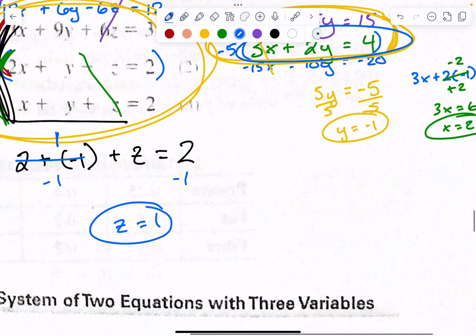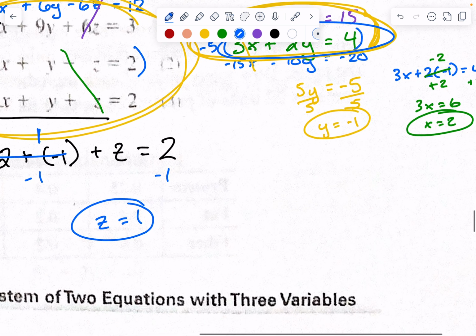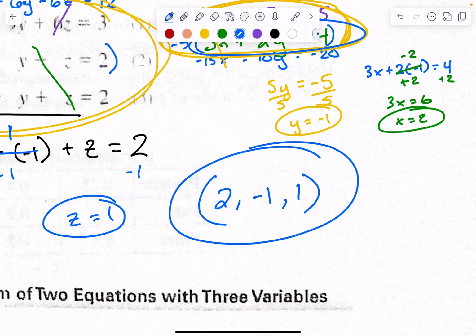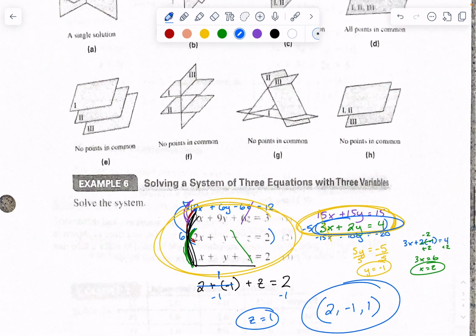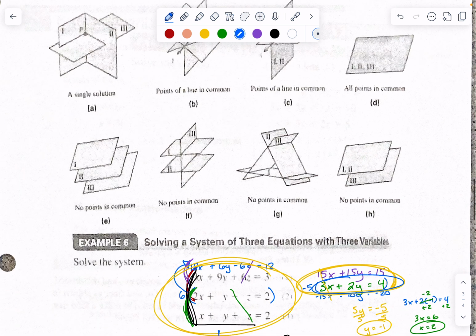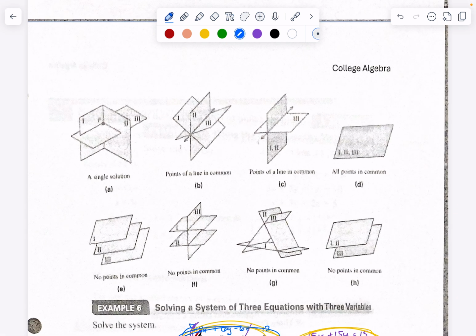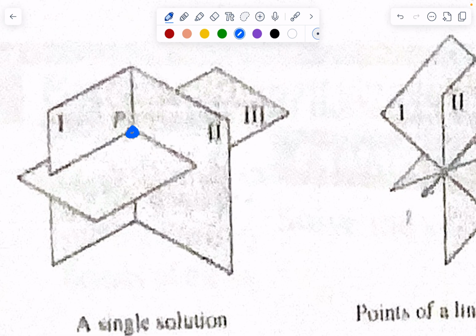So, final answer, I write it as an ordered triple. X goes first, then y, then z: (2, -1, 1). And that is the place where all three of those cross each other. Now, something with three variables isn't a linear function; it is a plane. X, y, z. So three planes are crossing each other at one point. This is like the corner of a room where all three of them are touching, and that's the point we just found.